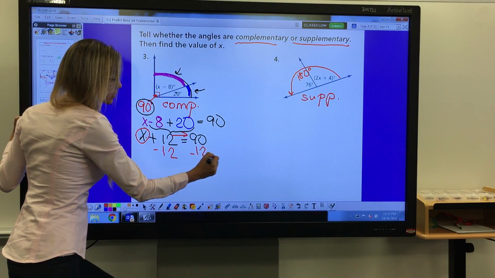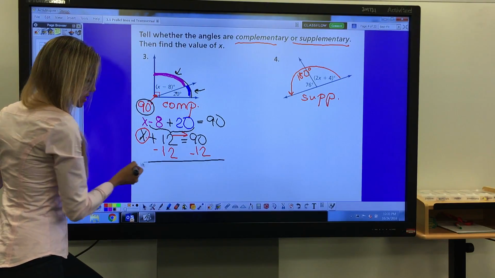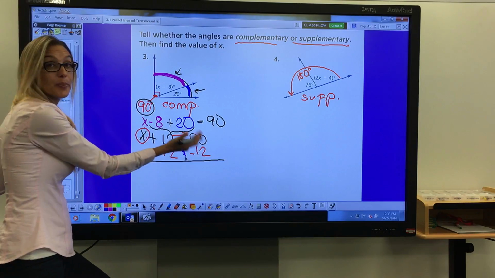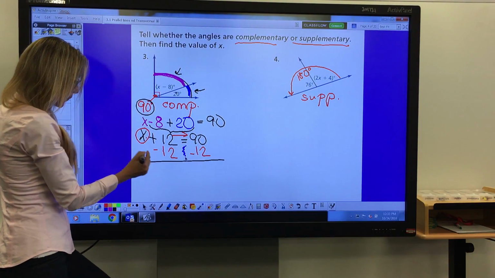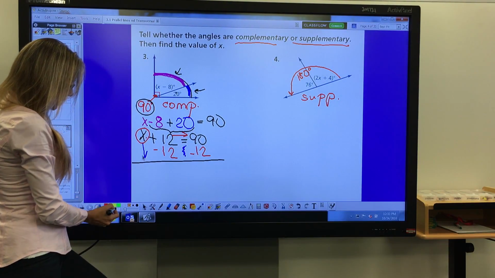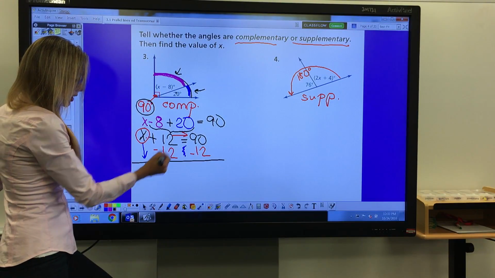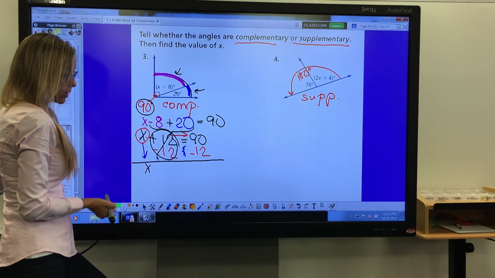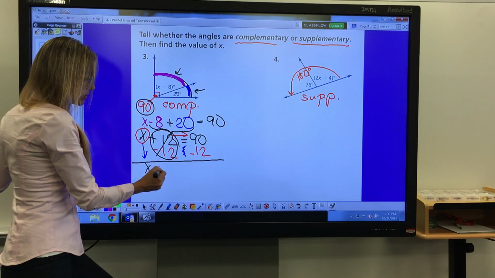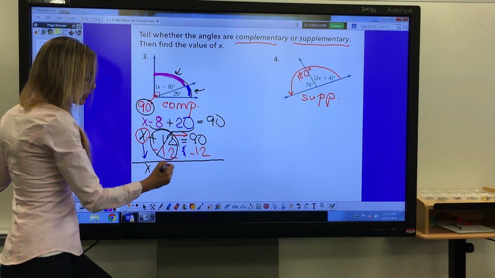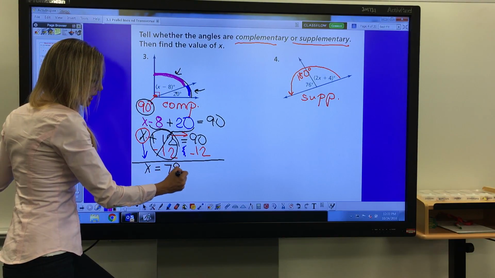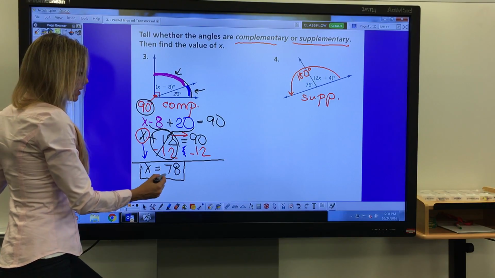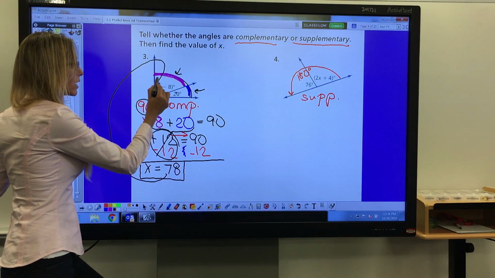And I have to subtract 12 from both sides of the equal sign because it is an equation and I have to keep it in balance. I have to keep it equal. I did not touch the x. X is still in there. 12 minus 12 gave me 0, and that's exactly what I wanted. I still have equals. 90 minus 12 is 78. So x equals 78. Now let's make sure that we are correct.